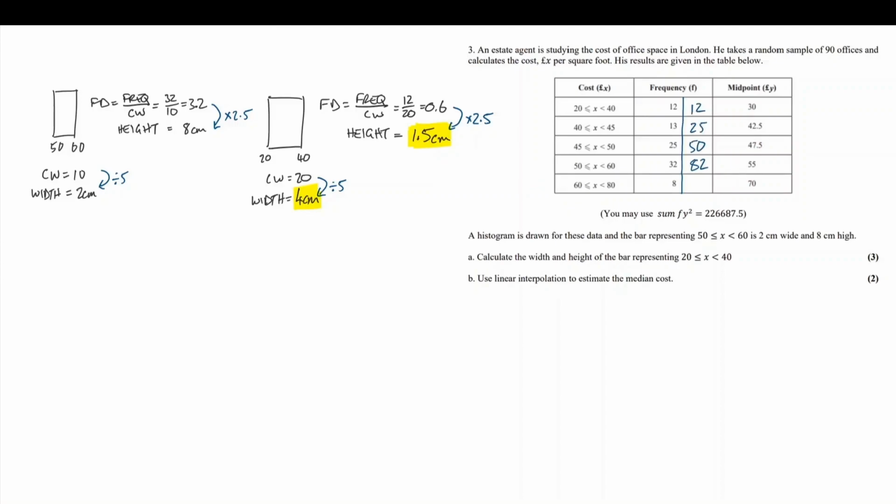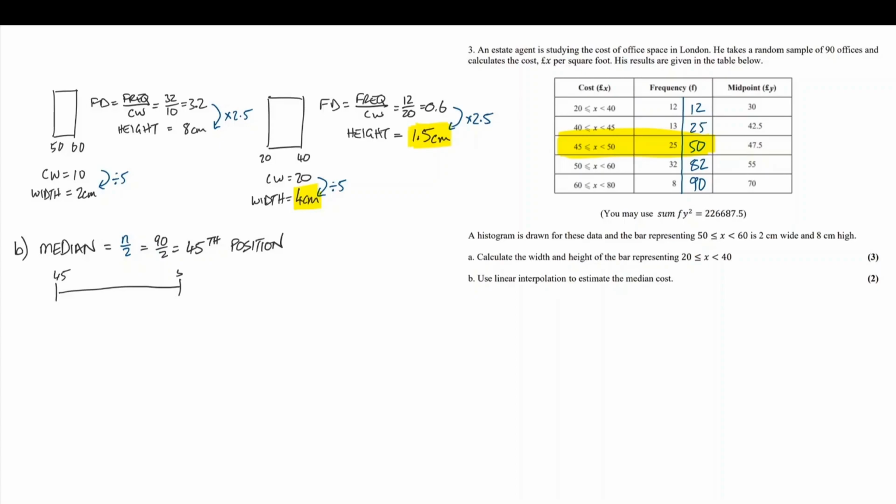Part B of the question asks us to use linear interpolation to estimate the median. We need cumulative frequency to work with interpolation. The median position is going to be 90 divided by 2, the 45th position. We're then just going to check which interval contains the 45th value. That's going to be the interval that matches with the cumulative frequency that first goes above 45. So looking down the list of cumulative frequencies, the first one above 45 is 50. We need to use this interval.